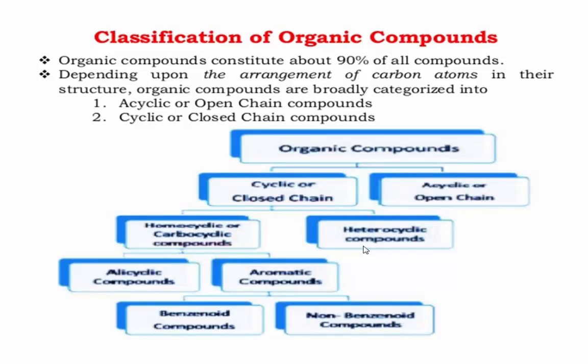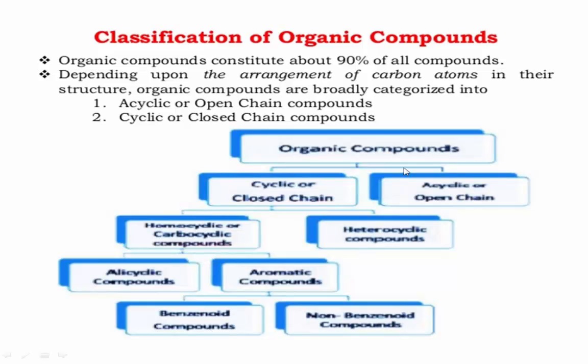Yes, these cyclic or closed chain compounds are again classified into 2 types. What are those? Homocyclic and heterocyclic compounds. Those homocyclic compounds are again classified into alicyclic and aromatic compounds. These aromatic compounds are observed as benzenoids and non-benzenoid compounds.